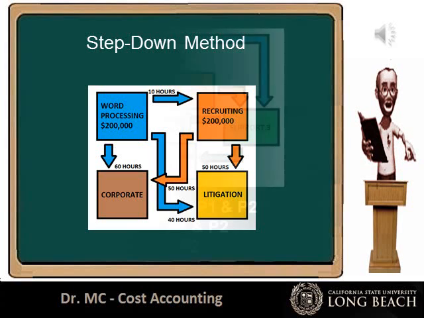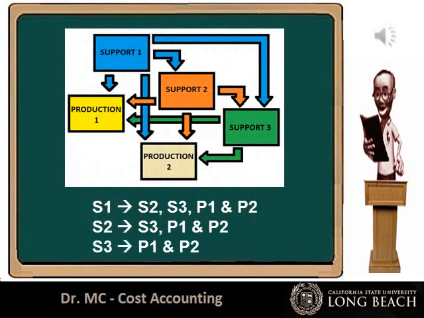Assume that a firm had 3 support departments and 2 production departments. With the step-down method, the first support department would allocate its costs to the second and third support departments as well as the 2 production departments. The second support department would allocate its costs to the third support department and the 2 production departments. The third support department would allocate its costs to the 2 production departments. As suggested by the slide, this method is called the step-down method because the firm goes down the steps from support department 1 to support department 2 to support department 3 when doing its allocations.